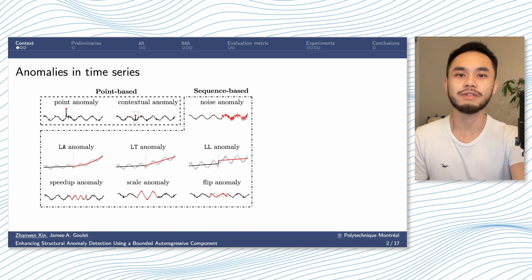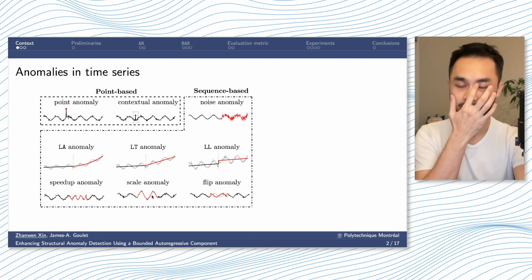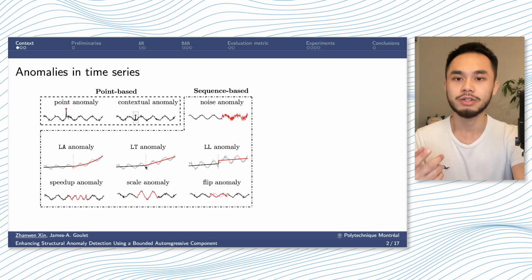In the literature, we have the noise anomaly, where the amount of noise is much bigger than the rest. The speed-up anomaly, where the period gets shorter and shorter. The scale anomaly that simply scales the amplitude of the period. The flip anomaly that flips parts of the time series. And in this research, we propose three other types of baseline anomalies: the local acceleration (LA) anomaly, which changes the baseline of the time series from a constant local trend to a constant local level; the local trend anomaly that shifts the local trend from one to another; and the local level anomaly that changes the level in one time step.